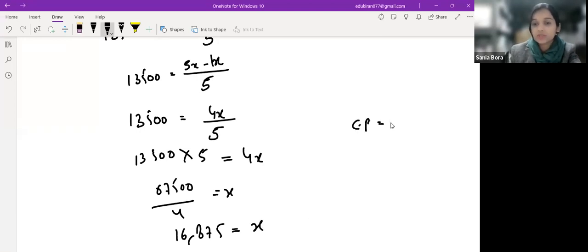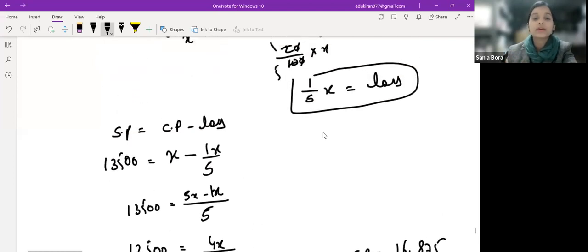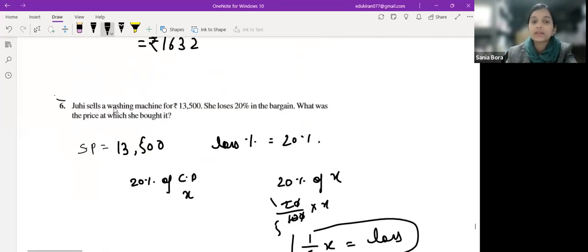So what is your CP? Your CP is 16,875. Right? Now forget about everything. I'll tell you how to do it again. Okay? So in the question, read the question. See, when CP is given, it becomes very easy. Right? So over here, Juhi sells the washing machine for this. SP is given because sells.